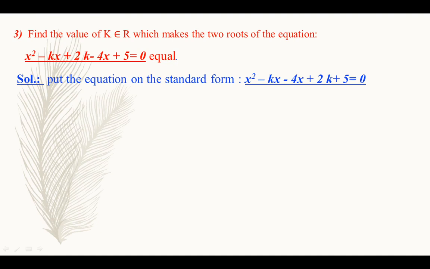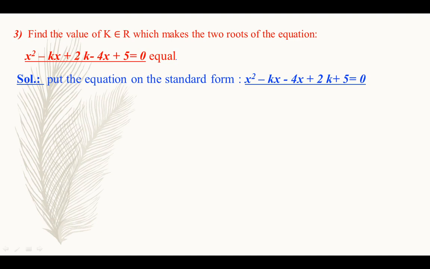But first you have to put the given equation in the standard form of the quadratic equation, so you have to rearrange it. You will write x² as it is. Here we have negative kx and negative 4x, so we will write each one beside the other. And what is the term free of x? The term free of x here is 2k plus 5.